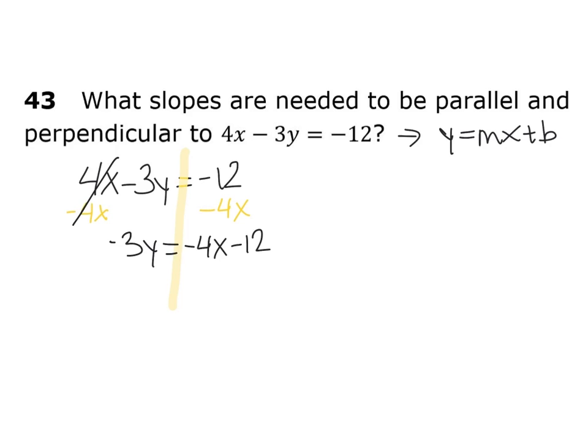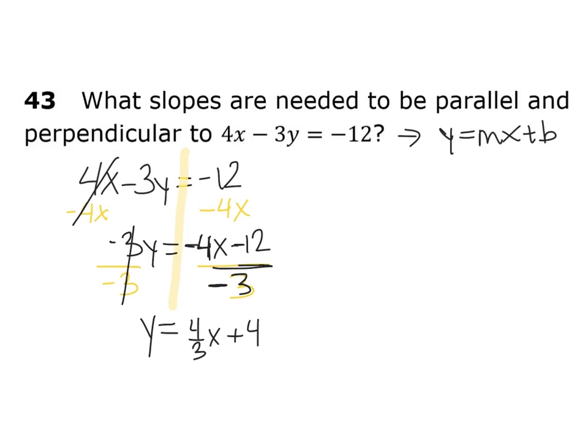Now you can divide by a negative 3 because that's the coefficient of y. The negative 3's on the left cancel out, leaving us with y equals negative 4 divided by a negative 3 becomes a positive 4/3. We're going to leave it as a fraction, x, and then negative 12 divided by that negative 3 is a positive 4.